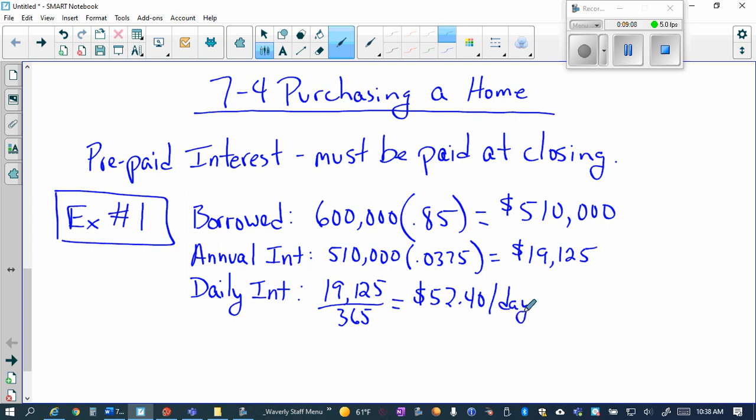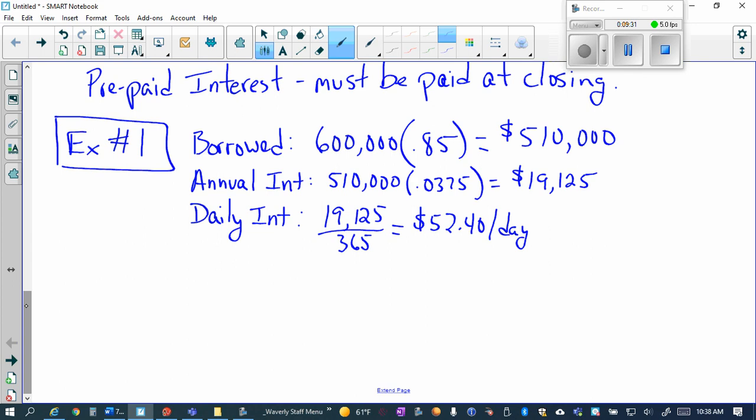Okay. Now, we need to get the number of days between the closing and the first payment. So if we're closing on the 6th, interest will accrue from the 7th. And if the first payment is on October 1st, interest will accrue up until September 30th.